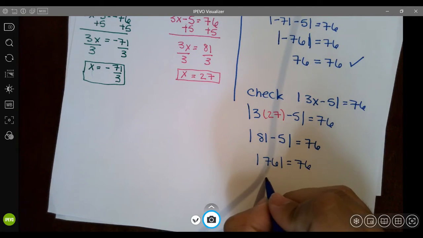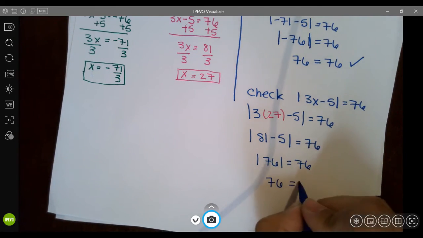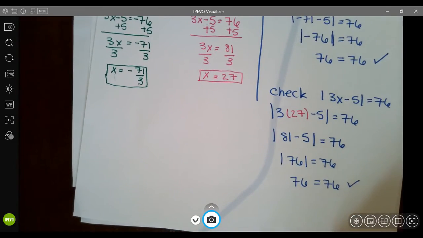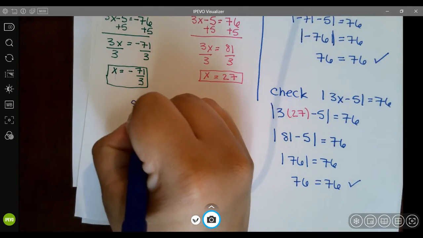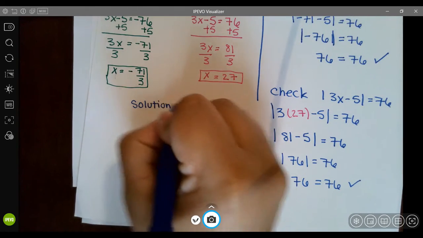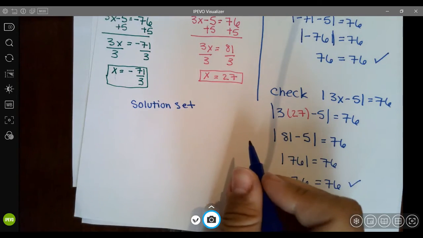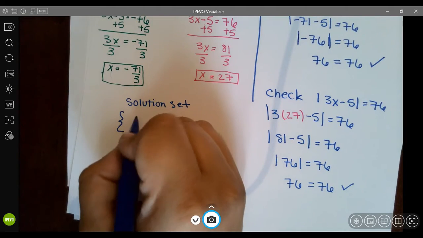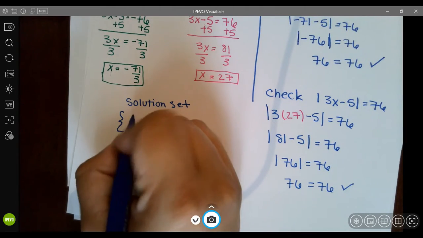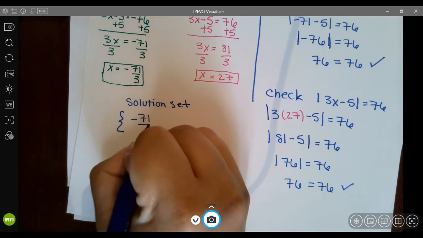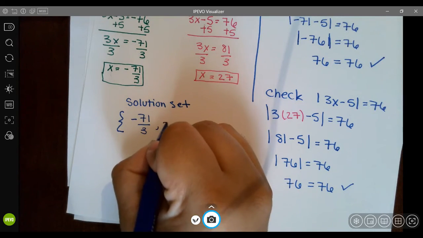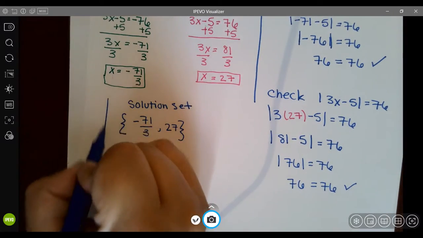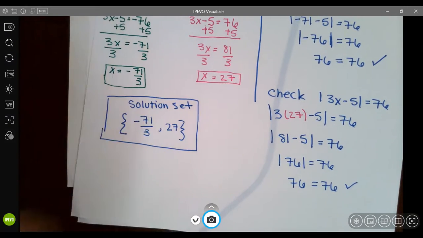So again, absolute value, I'm just going to rewrite it. And yes, that checks out. So my solution set, and I'm going to put little brackets, and I'm going to write my x's. So we're starting negative and then positive. That's how we're going to write them down. So negative 71 over 3 goes first, and 27 goes second. And again, I'm going to box it in just so that I know what my solution is.